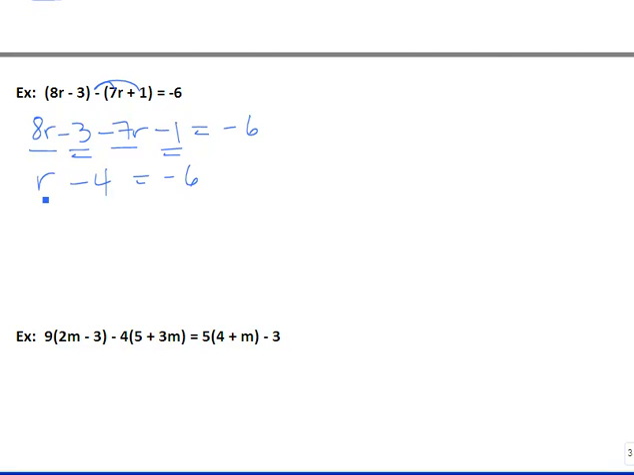And now we have our r totally by itself on the left side, except for this subtraction by 4, so I'm going to have to add 4 to both sides to undo that. And now we get r by itself. Negative 6 plus 4 is negative 2, and we have r solved for. So r equals negative 2.